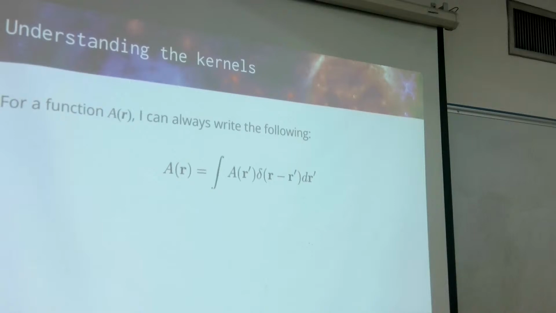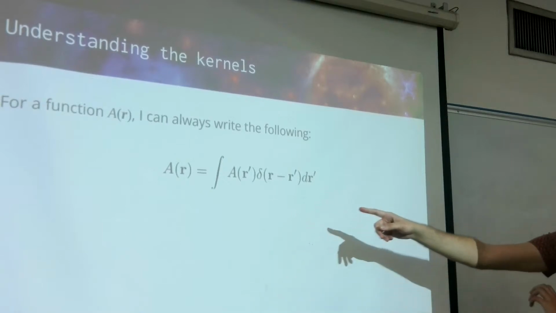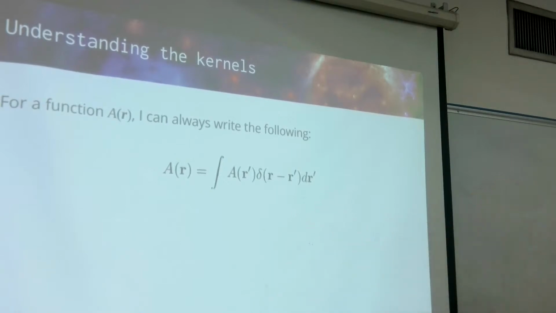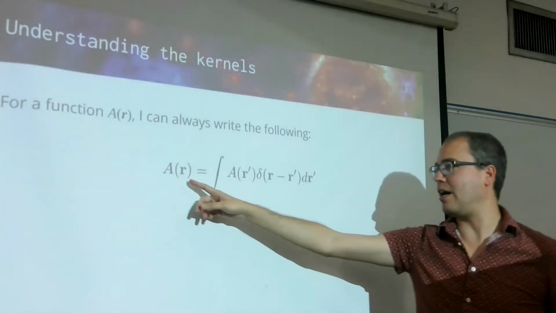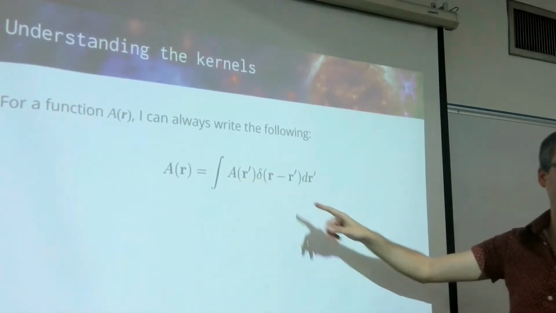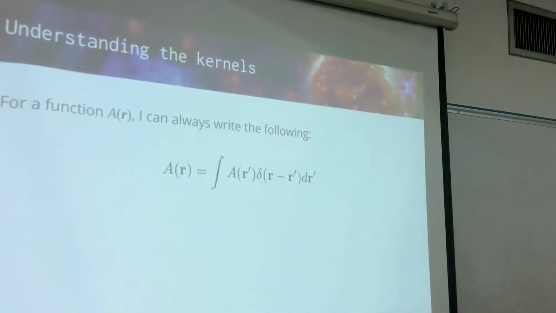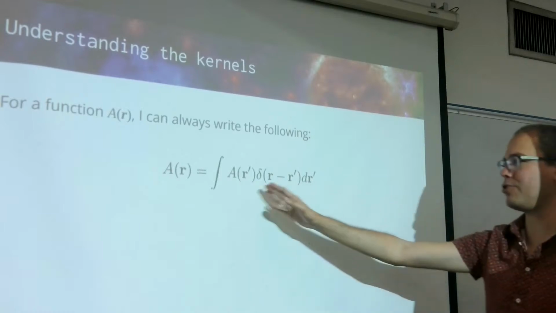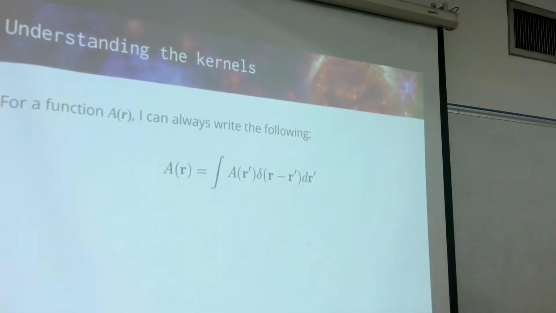I'm just going to define a function A, which depends on position. And one thing I can always do is construct some sort of integral like that, where A at the position R is A at the position R prime, and I multiply by the Dirac delta. So that's again this function which is 0 everywhere, and has the nice property that it integrates to 1 and then integrates to the polynomials. Okay. So far, I've not done anything clever.